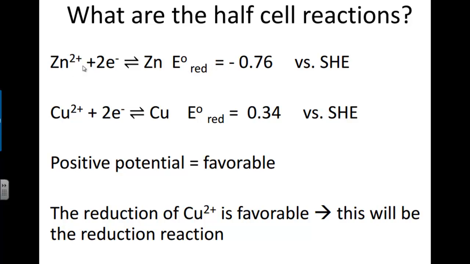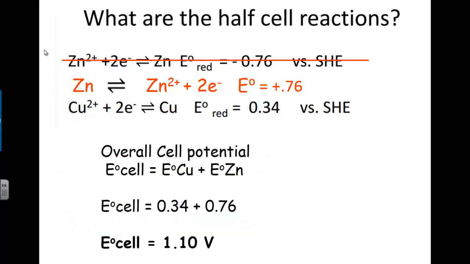Now I have to change what happens to the zinc here to be my oxidation. So what I'm going to have to do is take this zinc reaction and flip it and change the sign. So when I do that, I cross off the reduction, I change it to an oxidation, and I change the sign from a negative 0.76 to a positive 0.76.